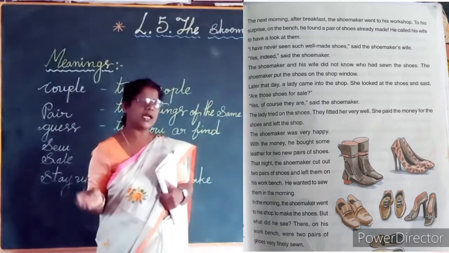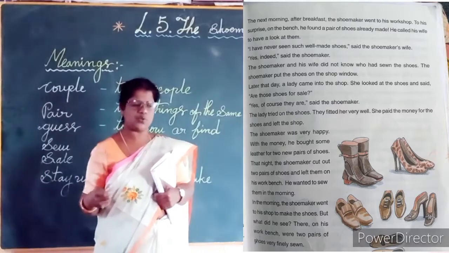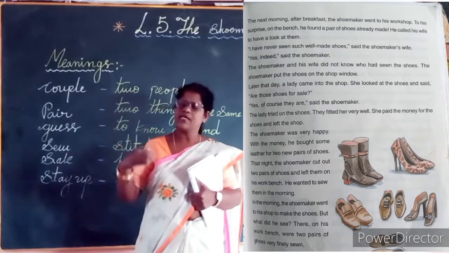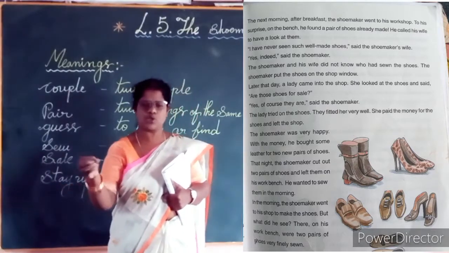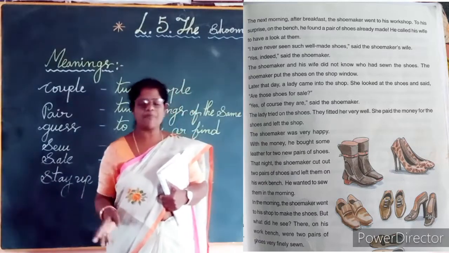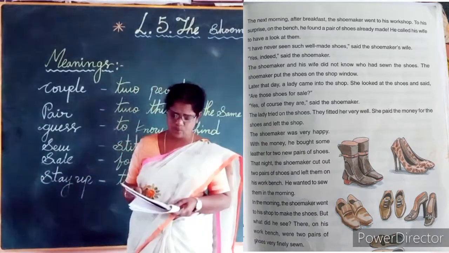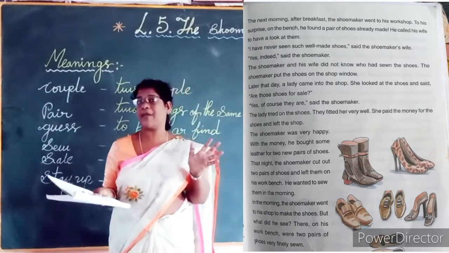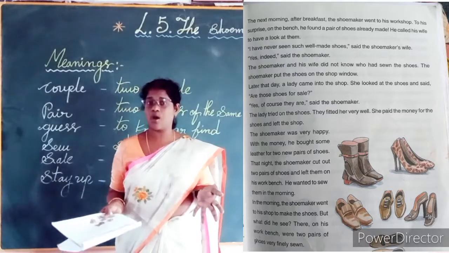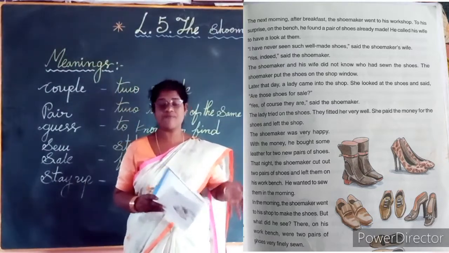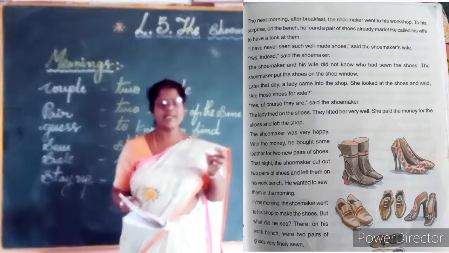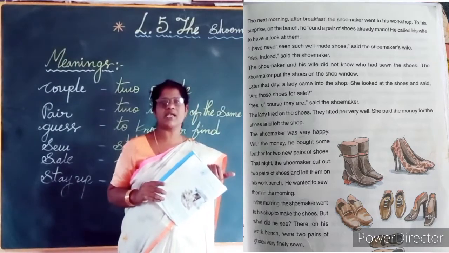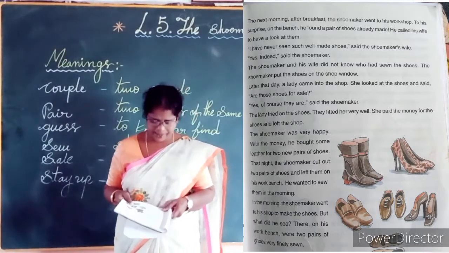That lady wore the shoes and saw whether they fit her leg or not. And then she paid the money to the shoemaker, and she left the shop and went away. The shoemaker was very happy with the money. Yes, he is very happy. Why is he very happy? Because previously his family was very poor and he didn't have enough money to survive. Once he got this money, he was very happy.